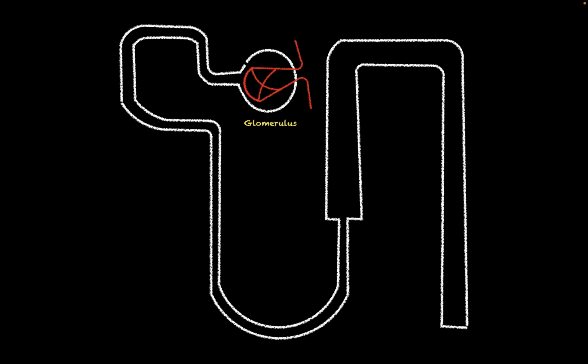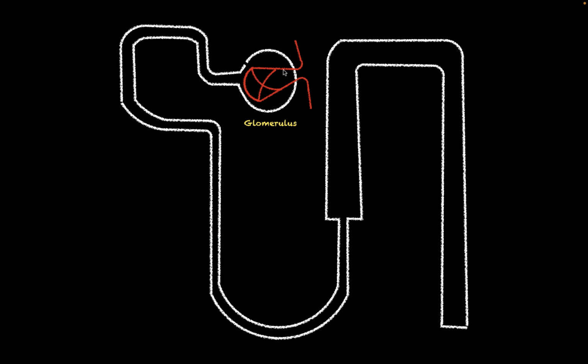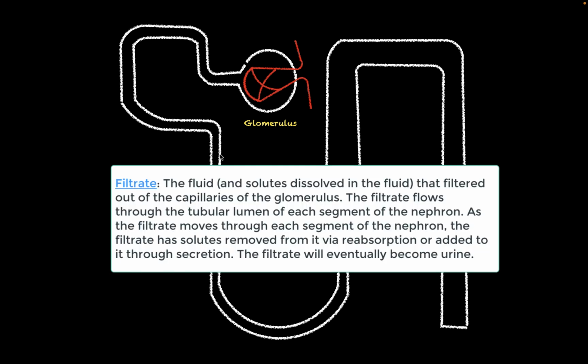So what happens is that blood flows through the capillaries in the glomerulus, and then filtration takes place. So filtration is basically a process where you have fluid and solutes moving out of the capillaries into another space. So in this case, fluid and solutes will move out of the capillaries of the glomerulus and move into the space within Bowman's capsule. So the fluid and solutes will then move out of Bowman's capsule and flow into the nephron. And as they go along the length of the nephron, the filtrate will then be processed by the cells. Certain things will be reabsorbed, while other things will be secreted into the filtrate.